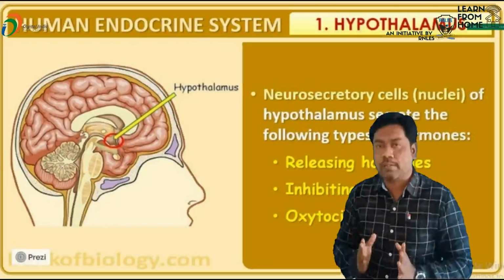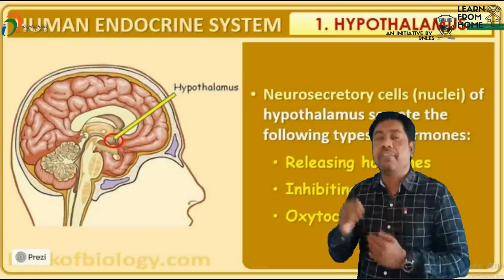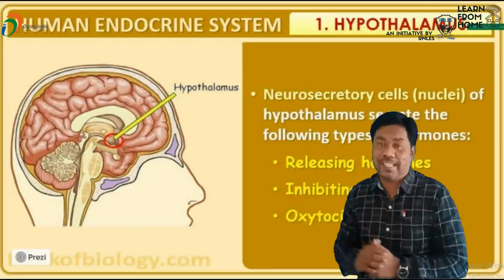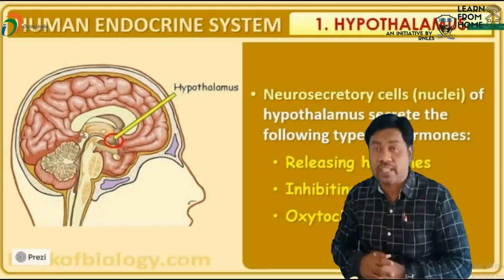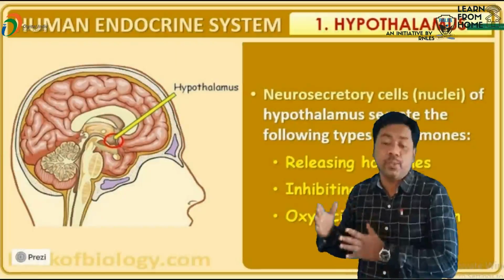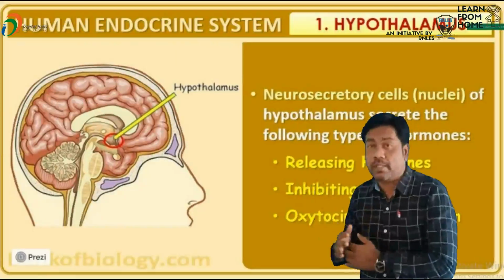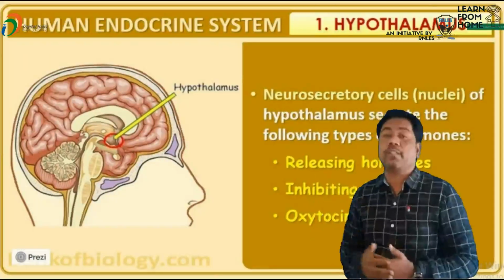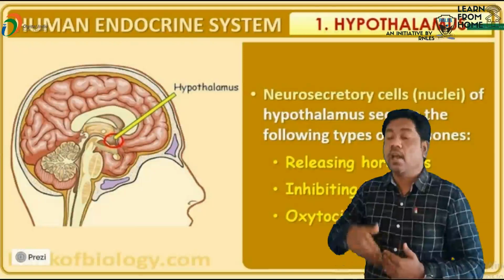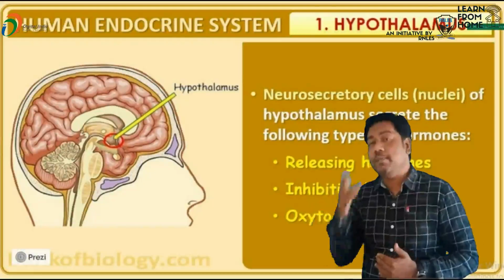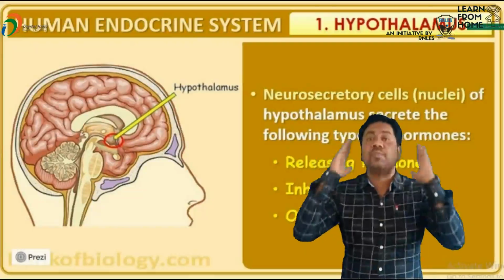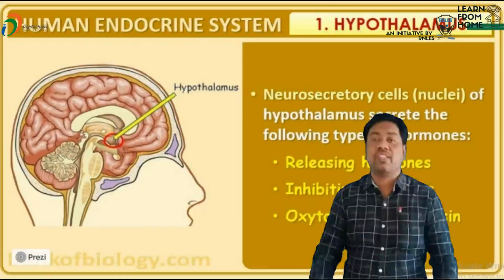This hypothalamus area has specialized nerve cells known as neurosecretory cells, also known as the nuclei of the hypothalamus. These cells secrete the following types of hormones: releasing hormone, inhibiting hormone, oxytocin and vasopressin. So these are very important hormones, beta.